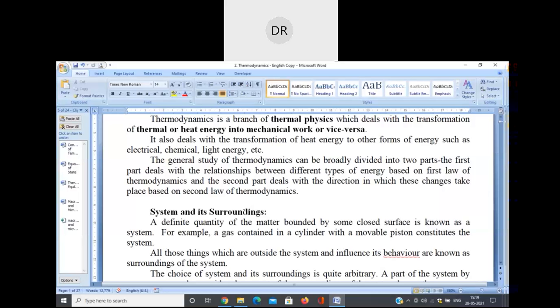When we consider an example, a gas contained in a cylinder may be treated as a system. A gas contained in a cylinder with a movable piston constitutes the system.